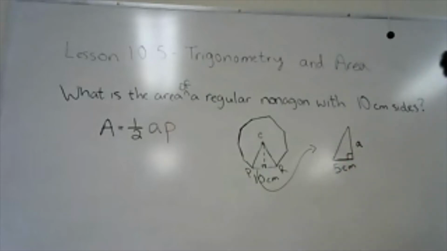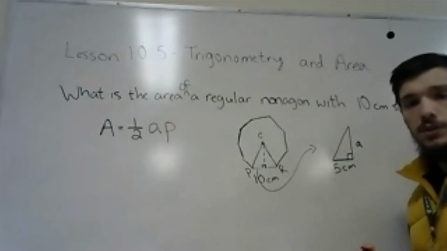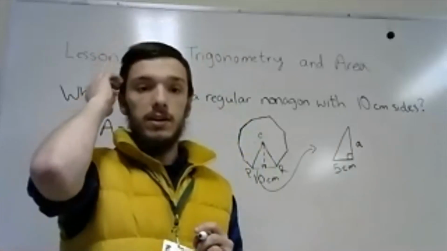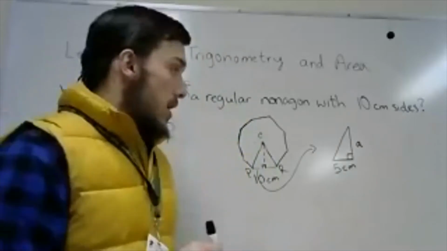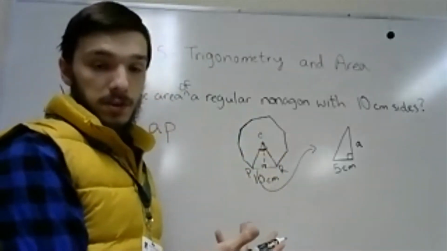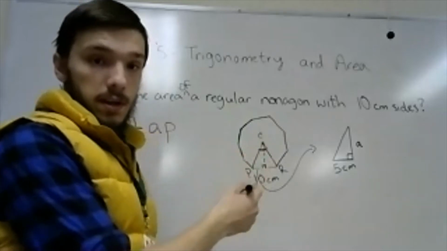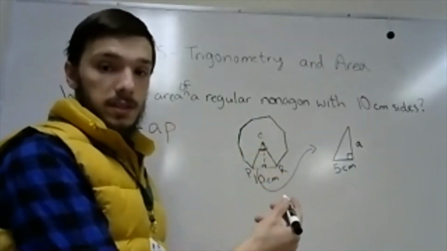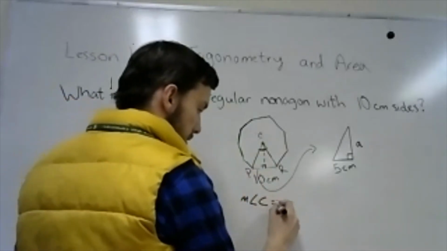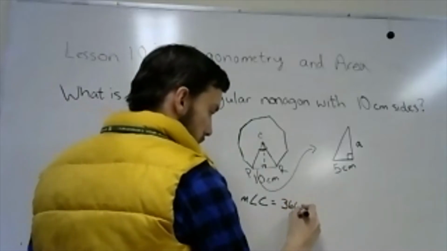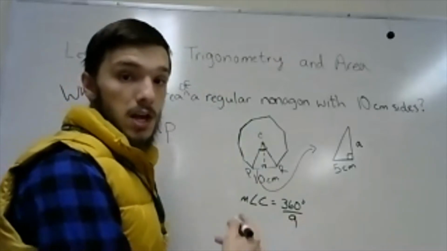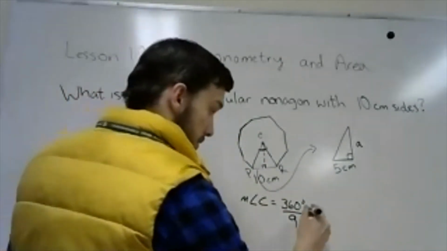But in order to use trigonometry, we have to figure out at least one of the angles in our triangle. So we can find the measure of this angle right here. Since we have 9 congruent angles in the middle, to find the measure of angle C, we're going to take 360 and divide by the number of sides. So the measure of angle C is 40 degrees.